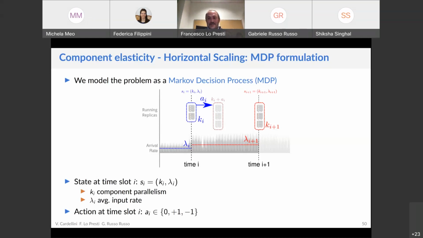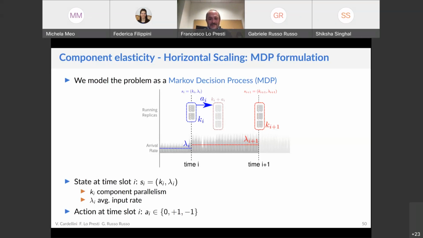Then for every state, I have to define what my action is. It can be very complex, but in its simplest form, I can do nothing, so I just don't change the number of replicas in my component. I can add another replica, so I can serve the incoming input better, or I can decrease the number of replicas because I have too few arrivals over time, and I don't want to waste resources.